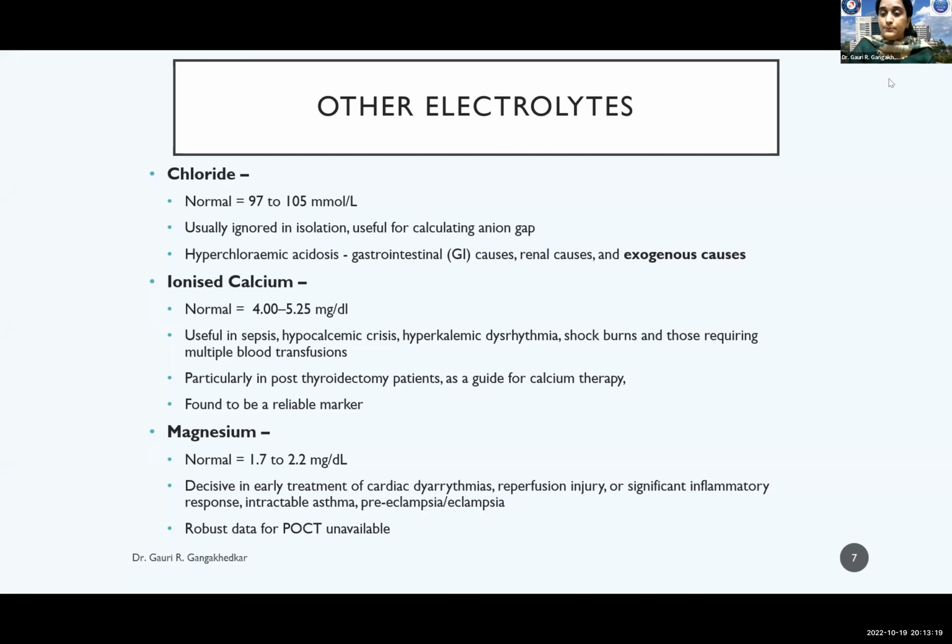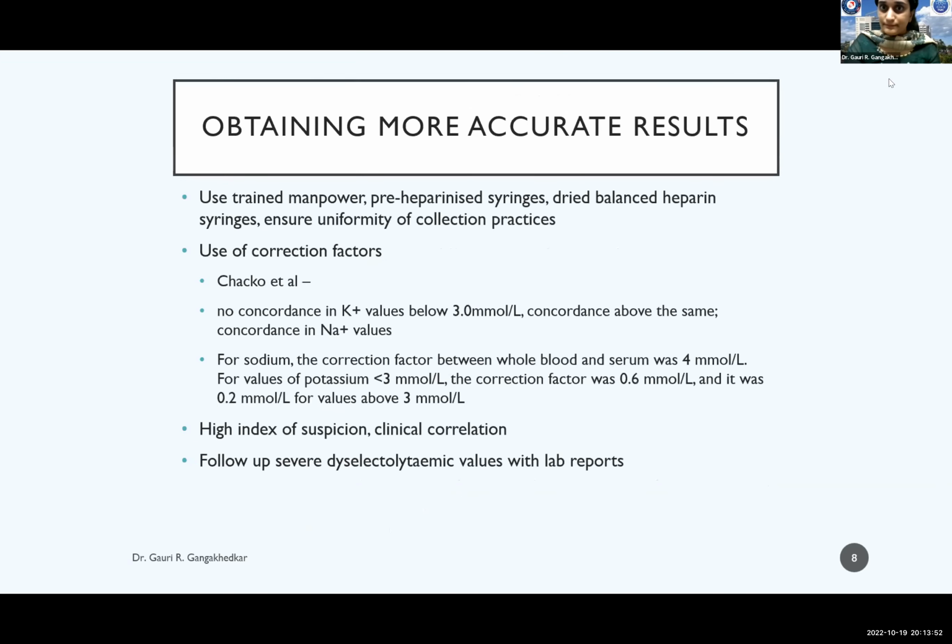So when we come down to serum magnesium, whether it is critical care or taking a critically ill patient to the ICU for surgery, we want to know the serum magnesium values. However, there isn't any robust data available on point of care testing for magnesium. But knowing magnesium values would be decisive in early treatment of cardiac dysrhythmias, reperfusion injuries, or significant inflammatory response. Also for intractable asthma, preeclampsia, or eclampsia.